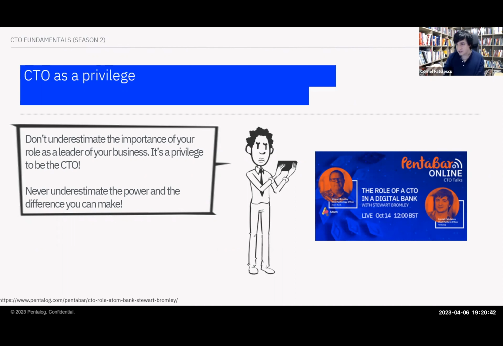And there was the CTO Talk where the CTO of Atom Bank was invited, and he said, don't underestimate the importance of your role as a leader of your business. It's a privilege to be a CTO. Never underestimate the power and the difference you can make. And he continues, it's just at the end of the episode. So CTO is a privilege. So the first trap for Bob, whatever happens, is to not see what he's doing as a privilege.